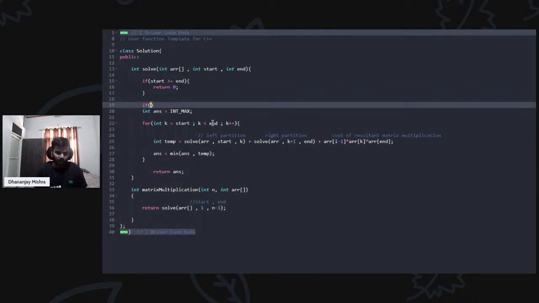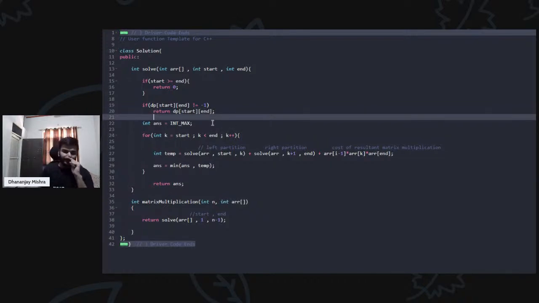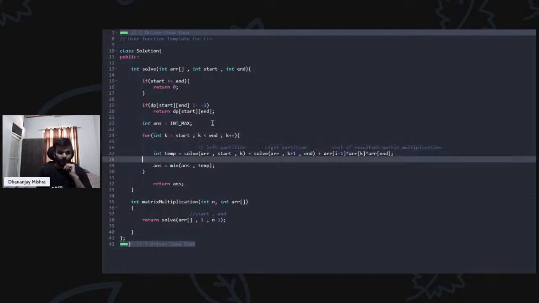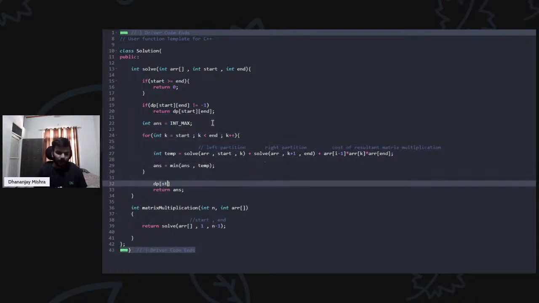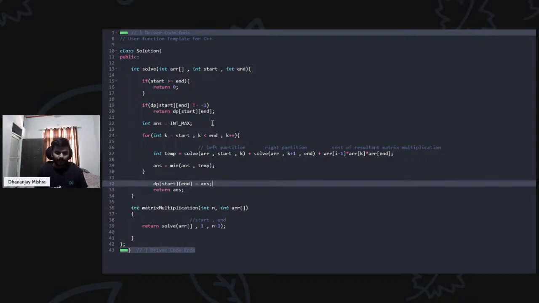So what was that? First, before computing or reaching the state, we'll check whether the answer is computed for that range or not. If it is not equal to -1, then we will return. That means the answer is pre-computed for that set earlier, and that is the final answer, right? So I will return dp of start comma end. And after that, before returning the final answer, I will store the answer for that range. So that's it.